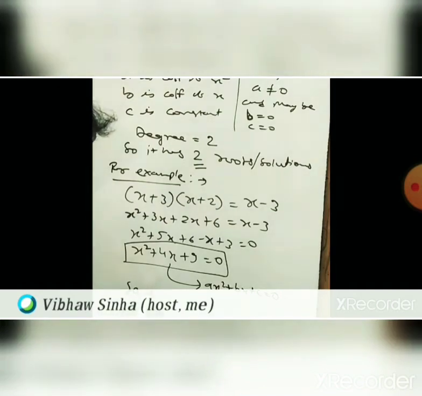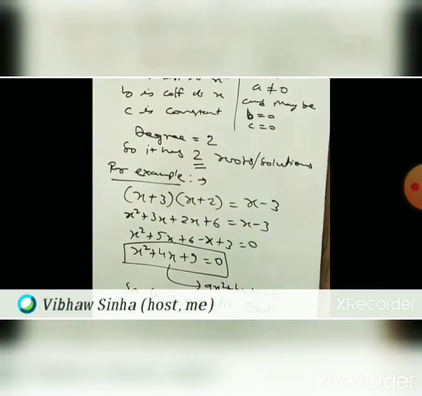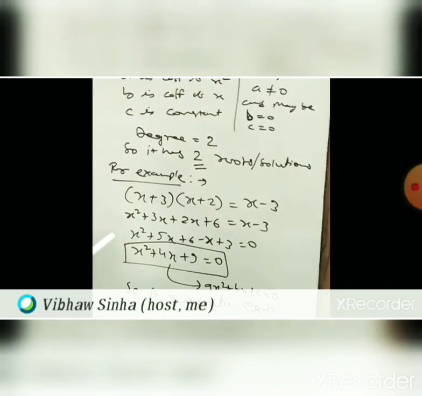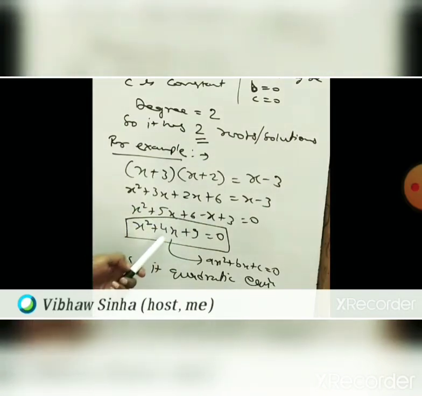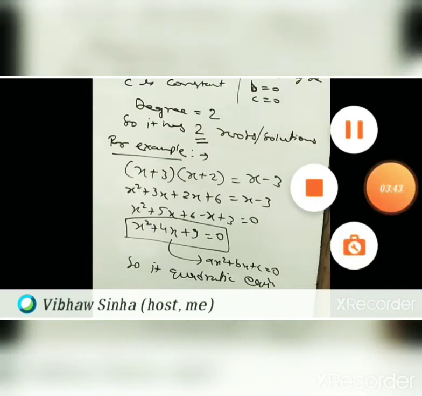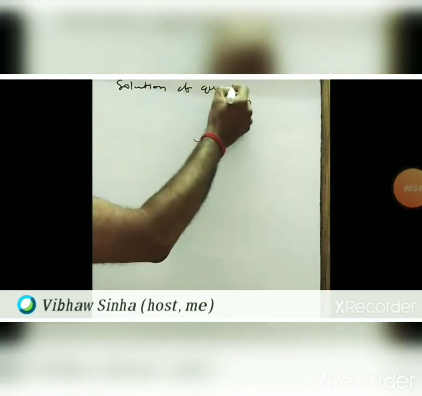So it is a quadratic equation. Okay, you see that x square plus 5x plus 6 minus x plus 3, solve it: 5x minus x is 4x, 6 plus 3 is 9. So it is in the form of ax square plus bx plus c equal to 0. So it is a quadratic equation. Okay.